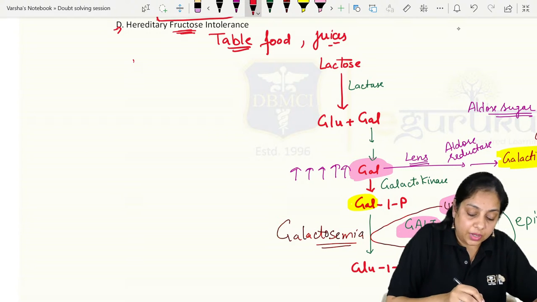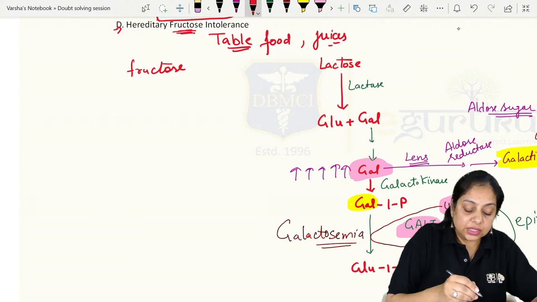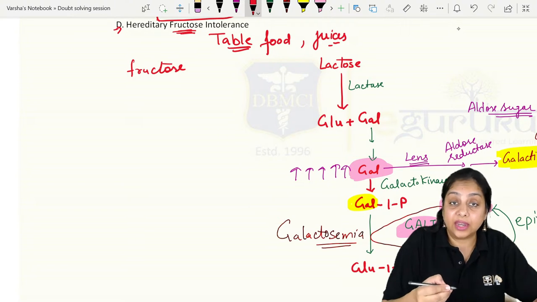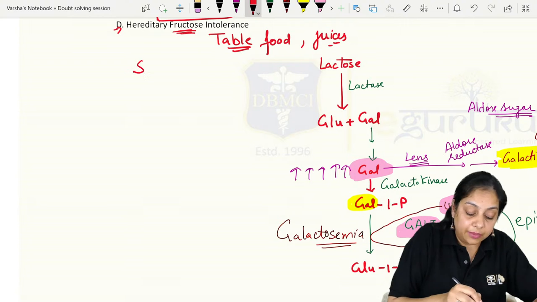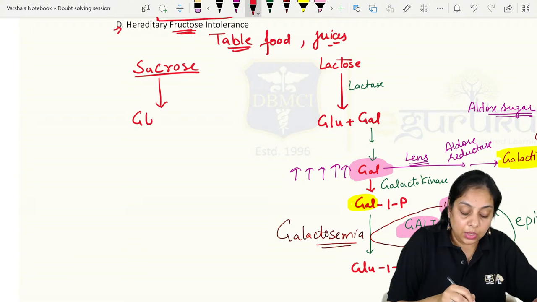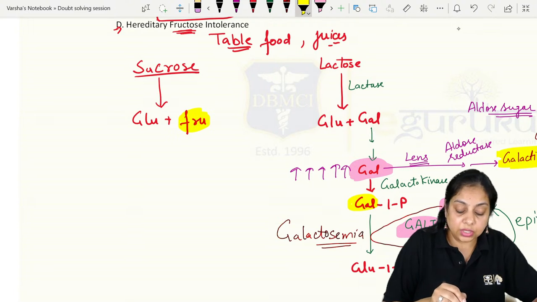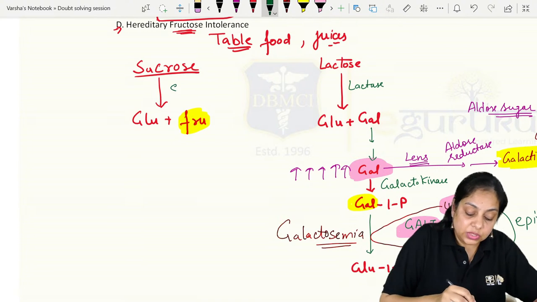Now, what happens in fructose? If you consume too much fructose in the diet, fructose is coming. You can either have direct fructose or you can have table sugar. Table sugar is your sucrose. Sucrose is a disaccharide. It will be converted into glucose plus fructose. Okay, table sugar, remember, is sucrose. Fructose is not the table sugar. It is a byproduct of this. And the enzyme involved is sucrase.